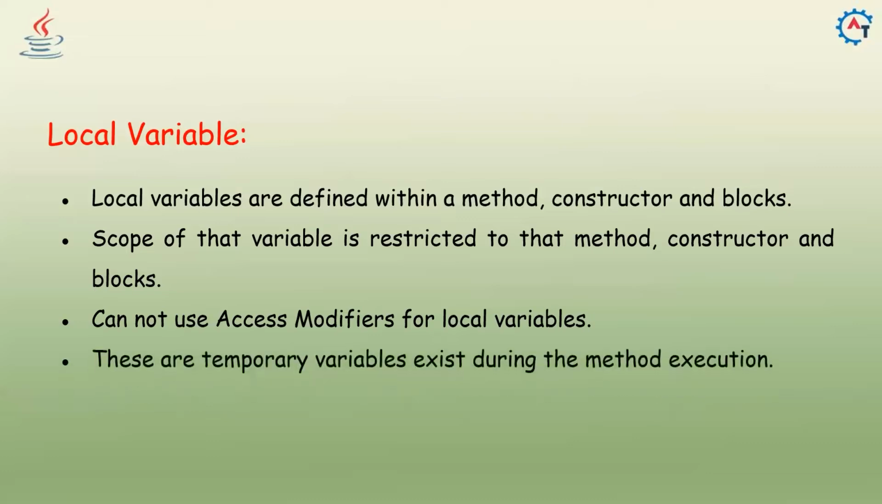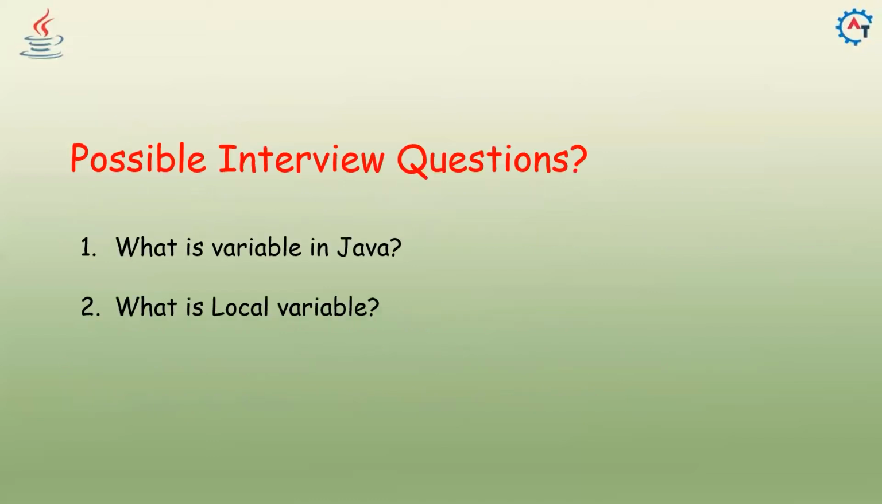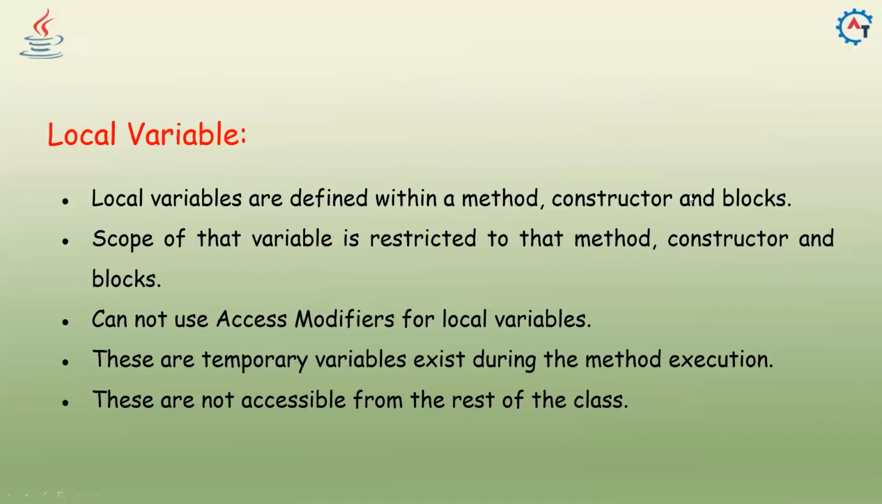These are temporary variables existing during the method execution. So the scope of that variable is inside the method. Whenever the method is executing, these will get created, and once the method execution is completed, these will be terminated. So these are called temporary variables with respect to the method execution. These are not accessible from the rest of the class, so you cannot use them outside of that method. Then we will see all these things by taking an example.